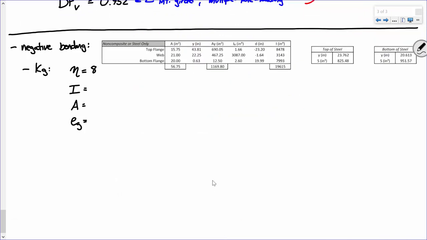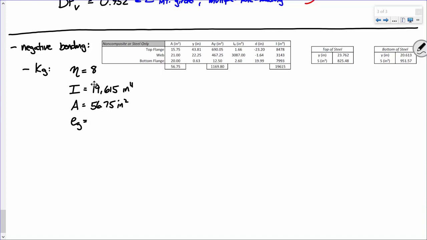Okay, so these are the section properties from the negative bending region. If you can't read that, I'll go ahead and fill this in. The moment of inertia was 19,615 inches to the fourth, and the area was 56.75 inches squared. Okay. Now EG, let's see if y'all remember that.